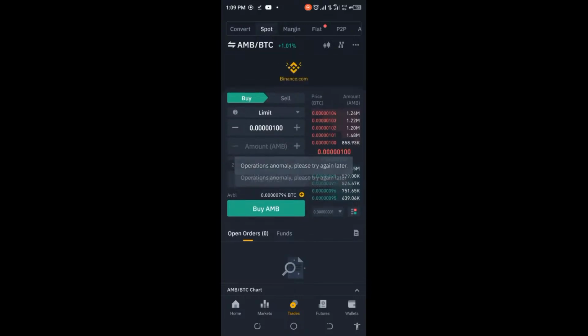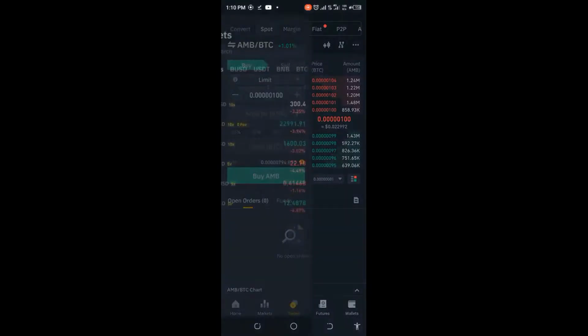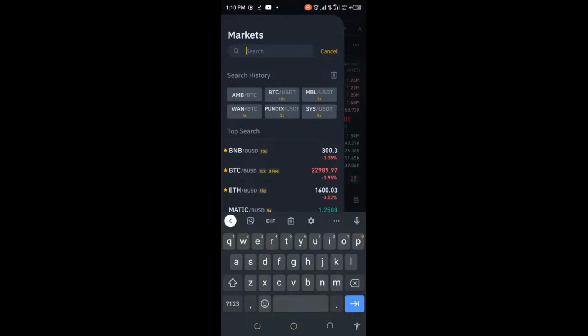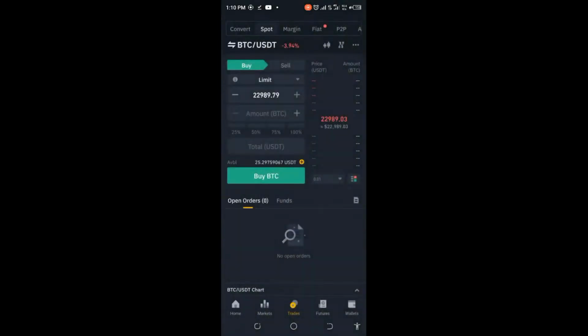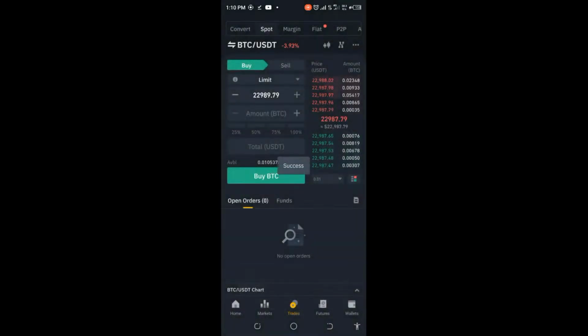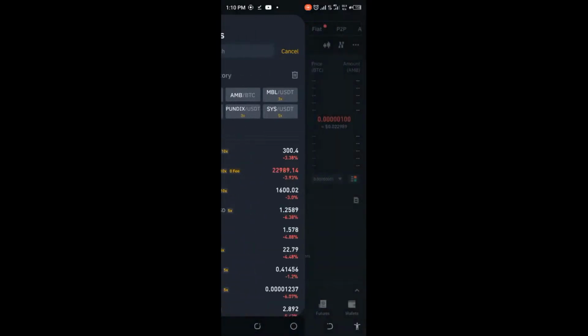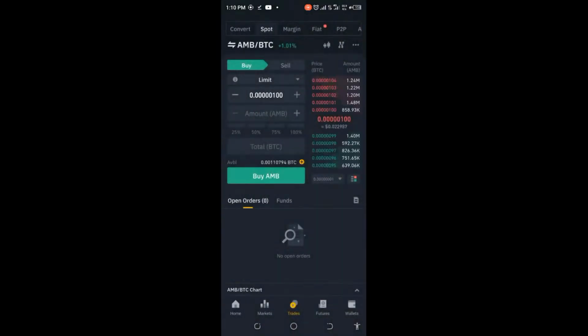Let me just make sure I check this out. So let's go ahead and try to get some BTC. We have to go and get BTC USDT. Let's get that. So what we want to do now is to buy 100% of that, and then we just buy that immediately, and I'm sure that will go awesome. So we've done that. So we go back to AMB BTC, and then we go ahead and purchase that.